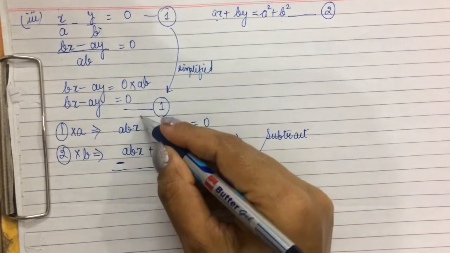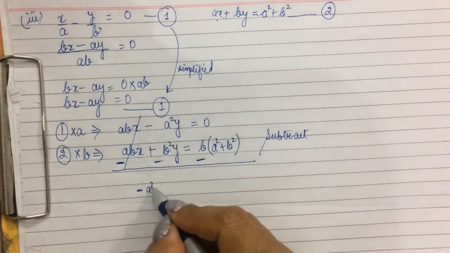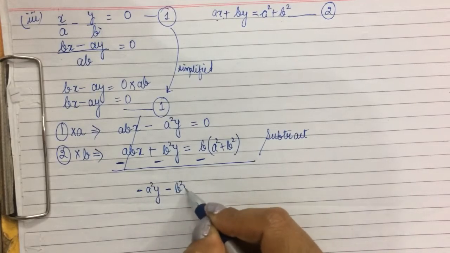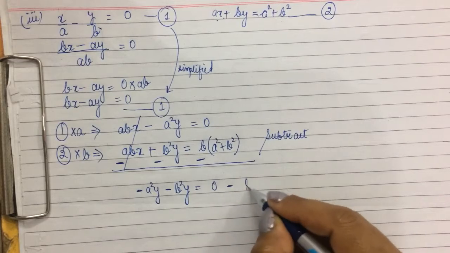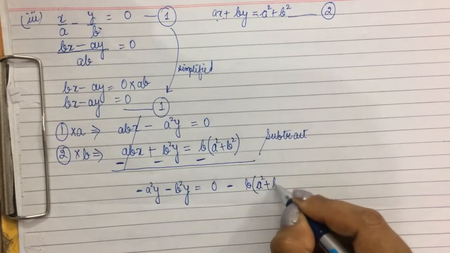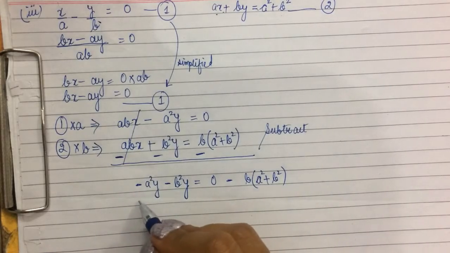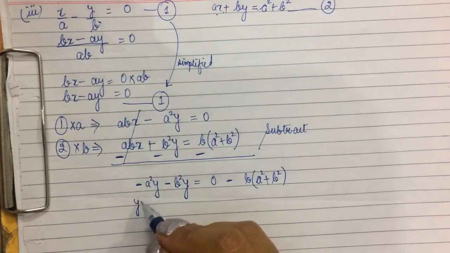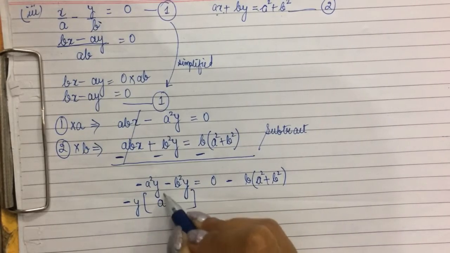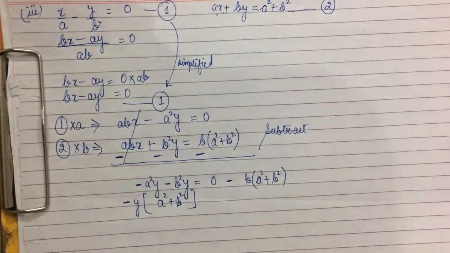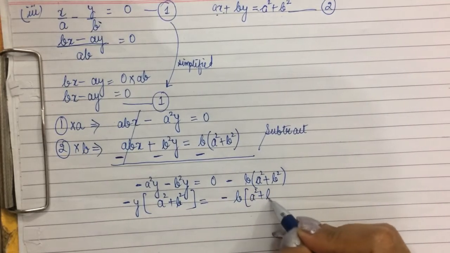Change the signs. The term with x gets cancelled. So I'm left with minus a square y minus b square y on the left hand side. On right hand side, I've got 0 minus b into a square plus b square. Let's simplify. Taking minus y common, I will be left with a square plus b square in the brackets. Right hand side is minus b into a square plus b square.